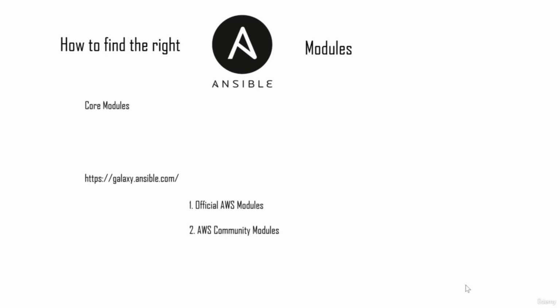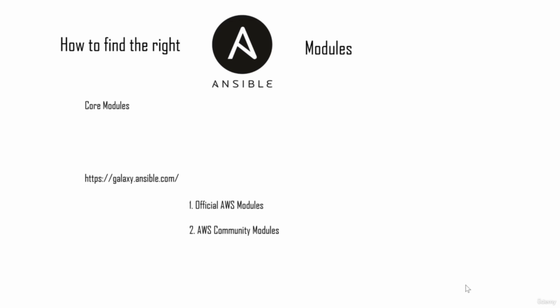So how do you find the right modules in Ansible? You can actually divide your Ansible modules into two halves. You can divide it into core modules and the modules that you'll find in galaxy.ansible.com. galaxy.ansible.com is basically the place where you'll find everything from your modules to your roles to your playbooks. So that is basically a repository that Ansible has. Whereas the core modules are basically modules that are already present when you download Ansible.